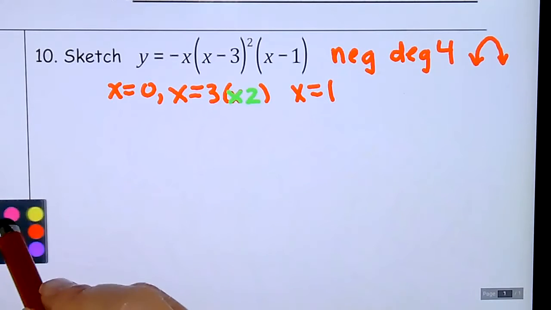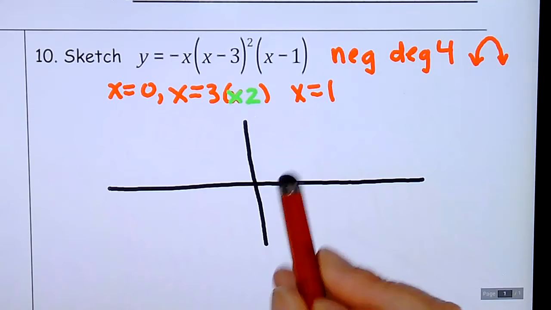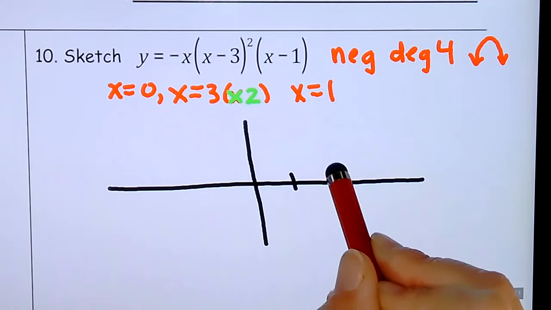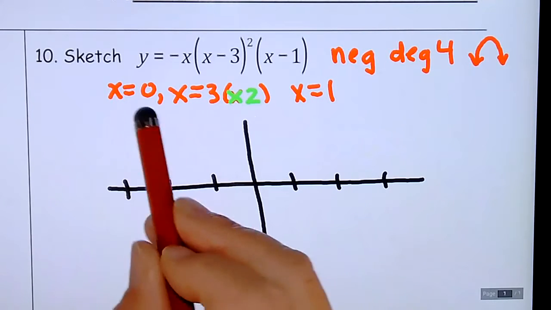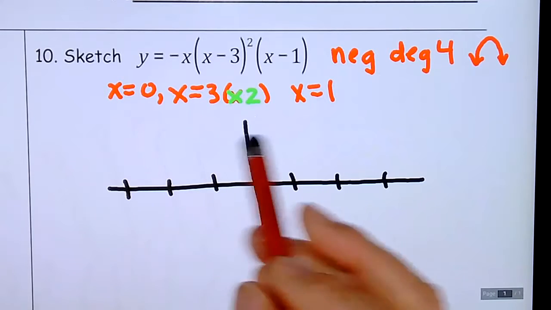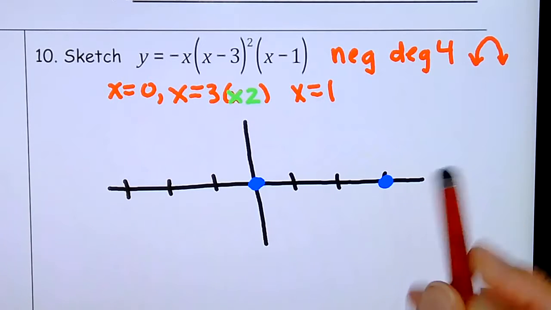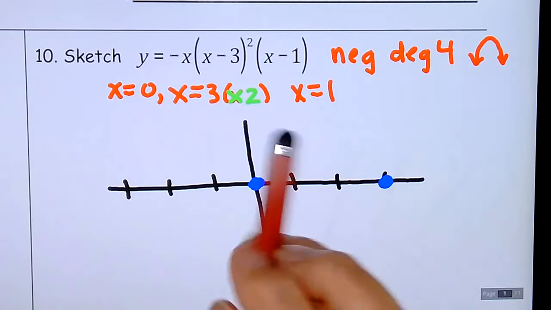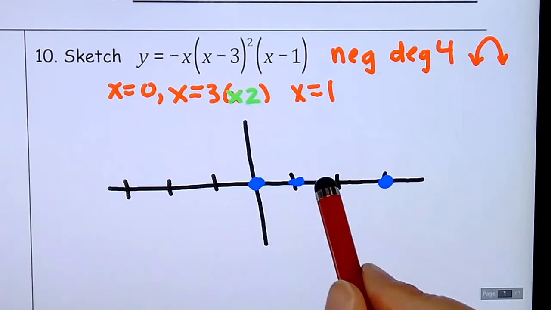Okay, so now I'm going to draw my graph. I'm not going to scale my y. I'm going to scale my x. So I have a 0 at 0. I have a 0 at 3, but this is going to be special because it is a double, so I have to pay attention to that. And then I have 1 at 1.